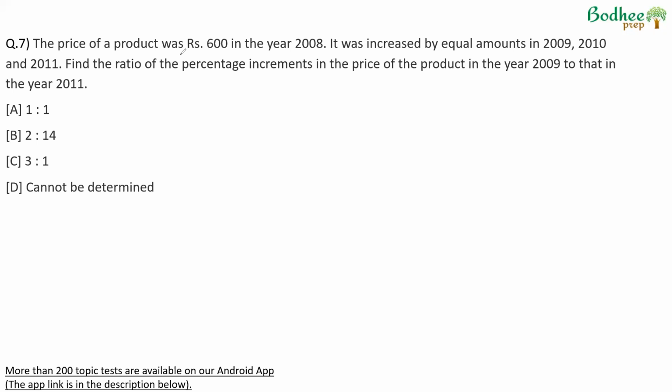The price of the product was rupees 600 in the year 2008. It was increased by equal amounts in 2009, 10, 11. So in 2008, the price was 600. In 2009, it became 600 plus X. In 2010, it became 600 increased by the same amount, therefore 600 plus 2X. In 2011, again increased by the same amount, therefore 600 plus 3X. Find the ratio of the percentage increments in the price of the product in the years 2009 and 11.